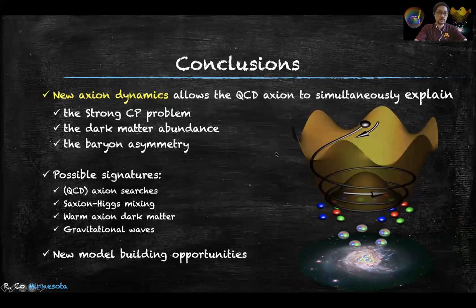All right, here comes the conclusion. I hope I convinced you that the new axion dynamics allows the QCD axion to explain the three mysteries. The first one is the strong CP problem, the second one is the dark matter abundance, and the third one is the baryon asymmetry. That if the axion couples to the dark photon, then we can produce, for example, observable gravitational waves and or dark photon dark matter. The axion we produce from kinetic misalignment mechanism could also lead to warmness of the dark matter.